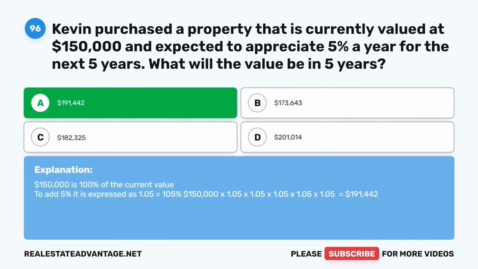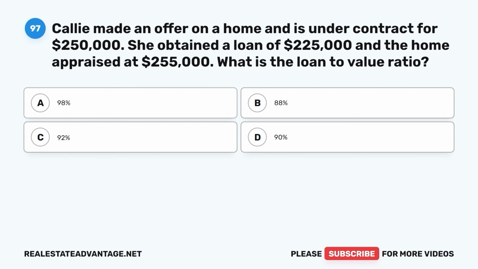$191,442. $150,000 is 100% of the current value. To add 5%, it is expressed as 1.05, which equals 105%. $150,000 times 1.05 times 1.05 times 1.05 times 1.05 times 1.05 equals $191,442.